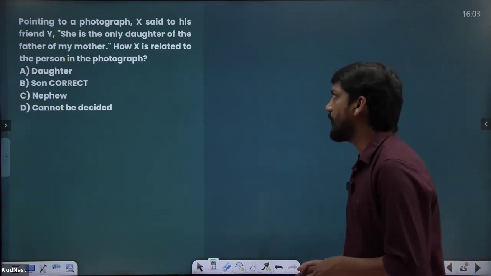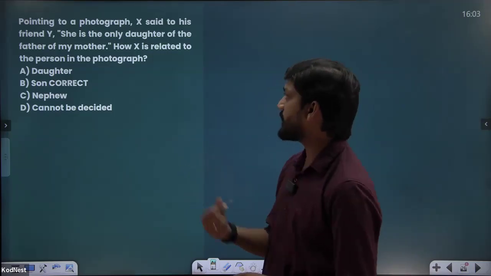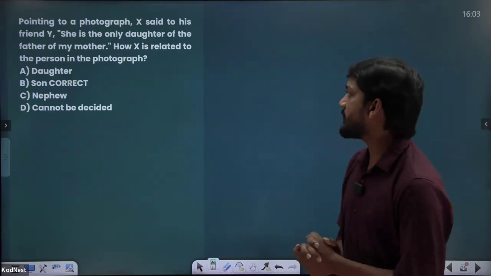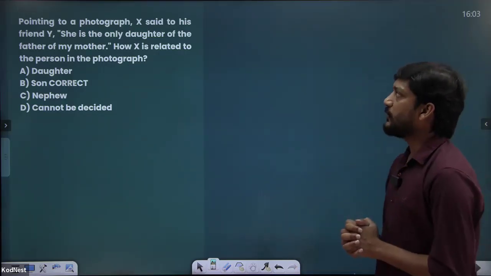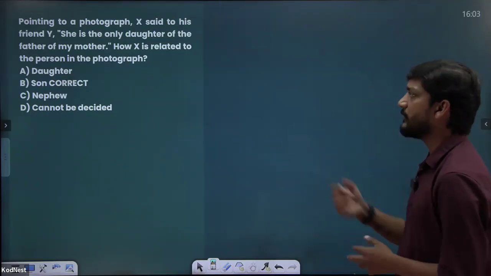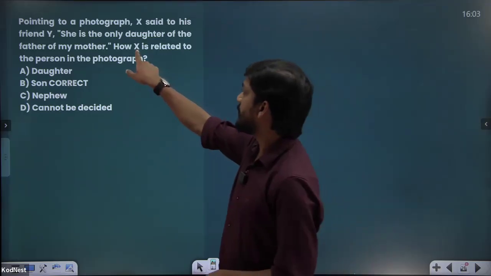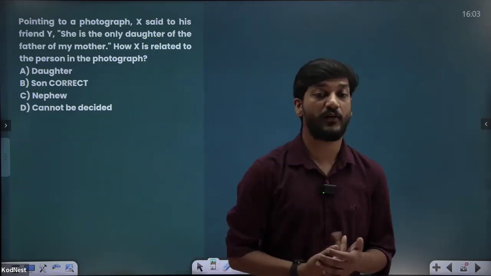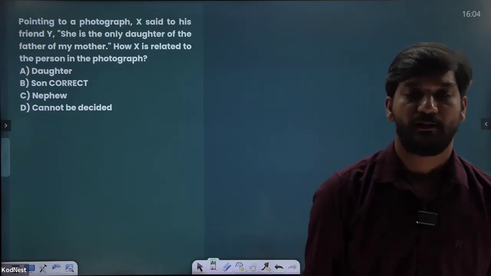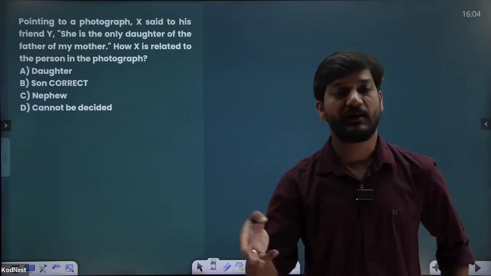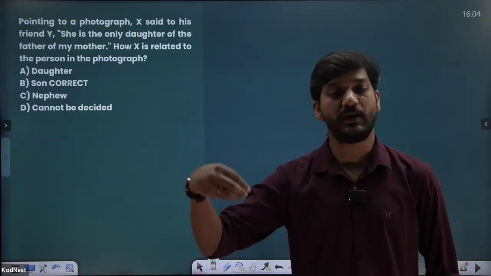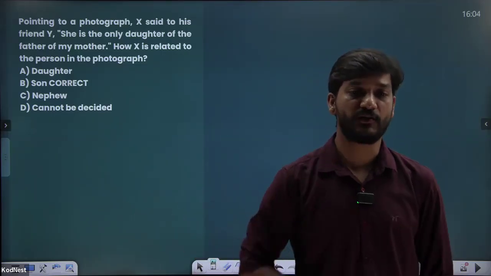Pointing to a photograph, X said to his friend Y. So X and Y are talking. X has made the statement: "She is the only daughter of the father of my mother." Please tell me, do we know the gender of X? Whenever the statement is like "he is the son of, the daughter of," of, again of, then we have to start from the backside.